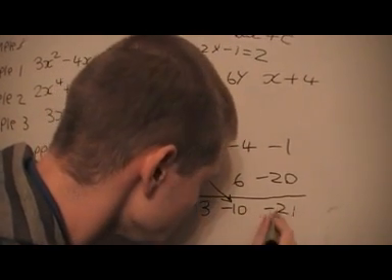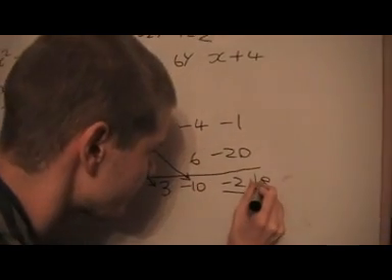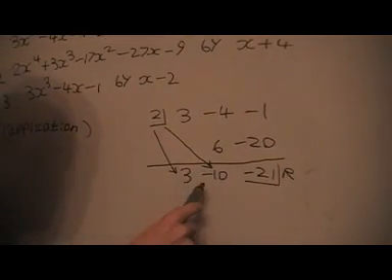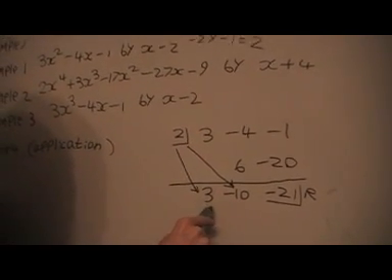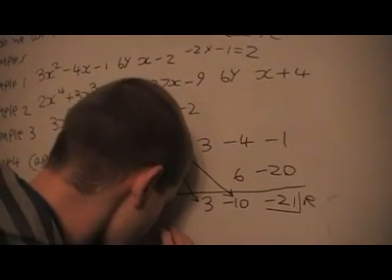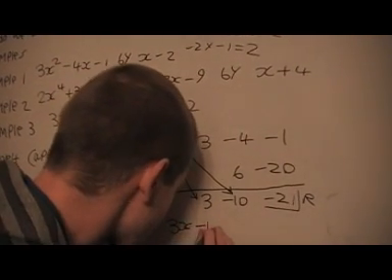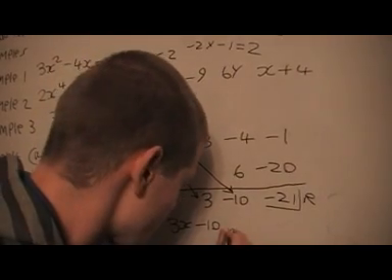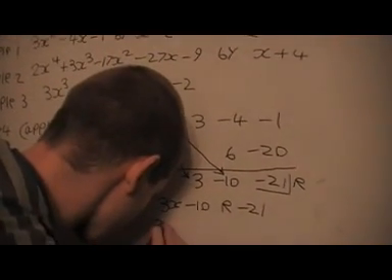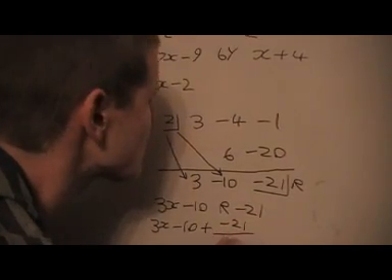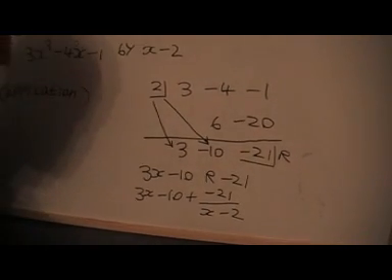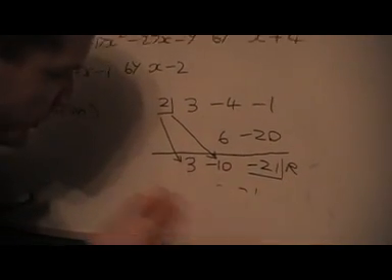Now, this number at the end here is the remainder. Oh, and this one here is a constant. That one there's with first power. So we'll get 3x minus 10 with remainder minus 21. Or if you like, we can rewrite that as a fraction, because that's what a remainder means. Okay, so we've got some more examples to do now.